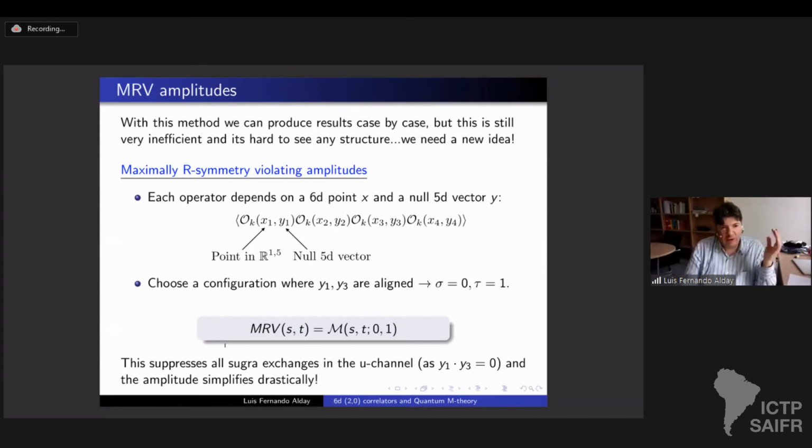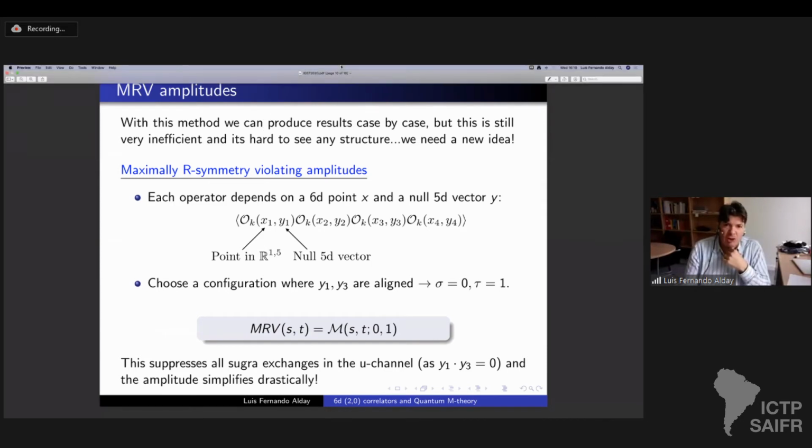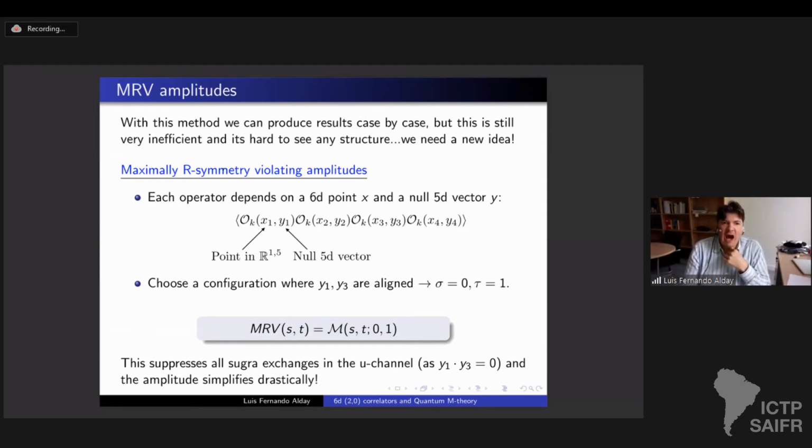Now, it turns out that in the case at hand, which is AdS7 × S4, with this method we can produce results case by case, but this is still very inefficient, and it is hard to see any structure. In order to proceed, we need a new idea. And this new idea is the concept of maximally R-symmetry violating amplitudes.